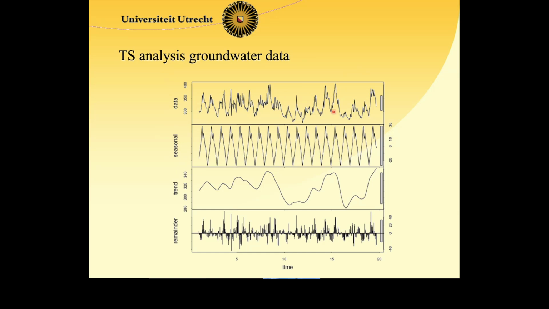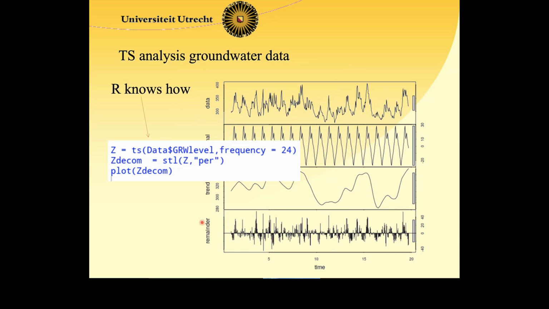So here you see the same time series, but now it is decomposed into 3 components. A periodic signal that is the same every year. A trend signal that shows you the multi-annual variability of the wet and the dry periods, for instance. And then a residual, and that looks a little bit more like a stationary process. Now you can do that in R.